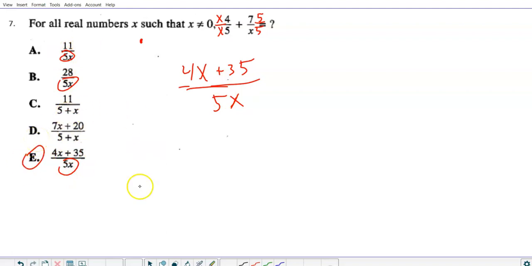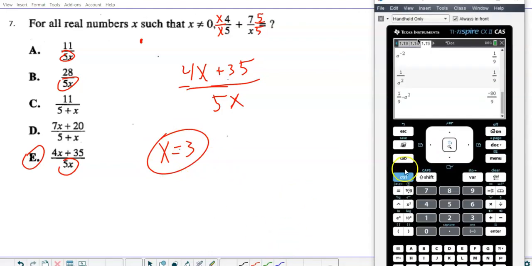The other way of doing this is kind of like I was just mentioning. You could plug a value in for x. My favorite value to plug in is 3. So you store a value for x, and you type it in. So let me just show you a different way on your Inspire to plug a value in.